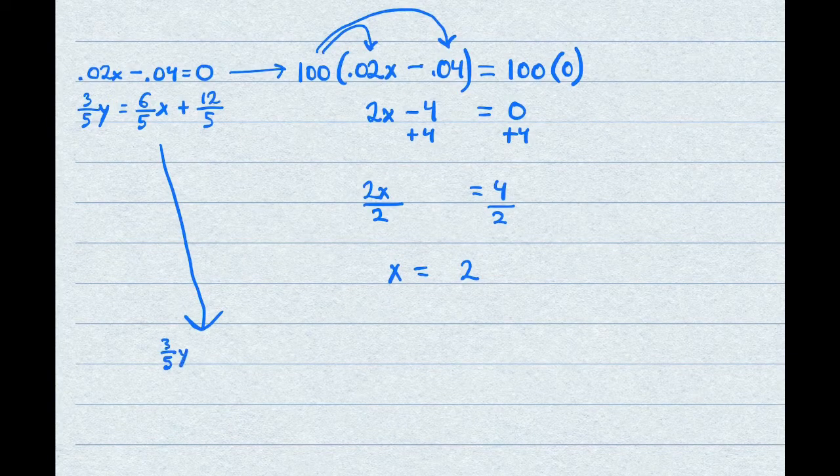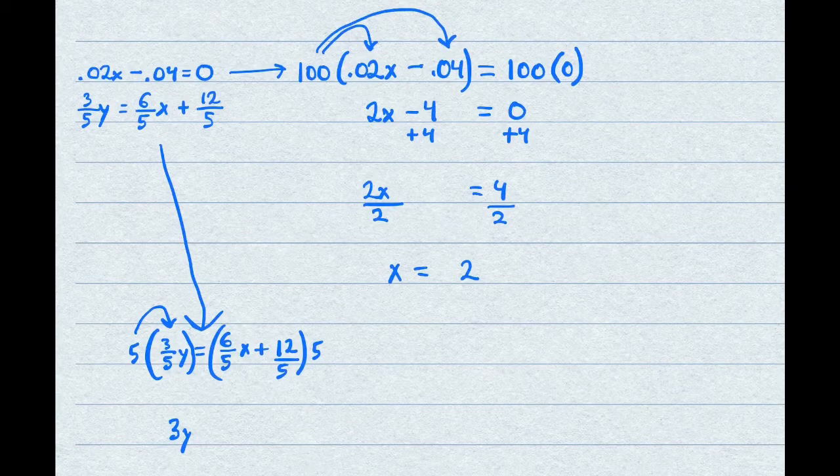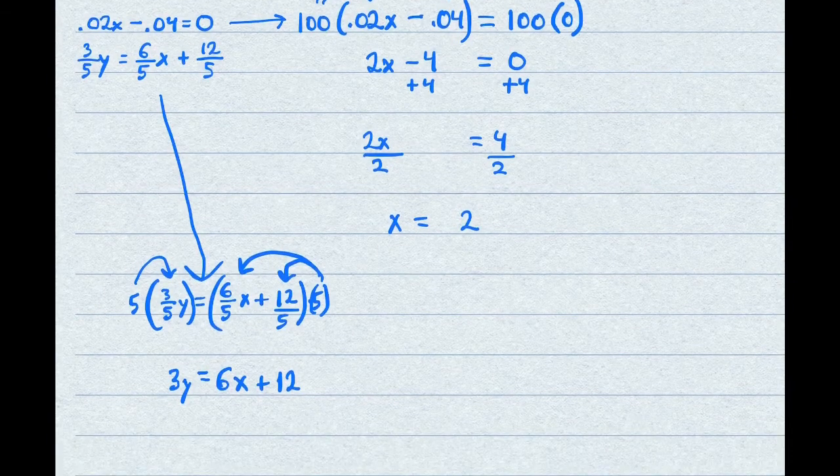Everything's being divided by 5. As soon as you notice this, you have a way to start. This means you can cancel the 5s by multiplying everything by 5. 5 times 3/5 y is going to be 3y, because the 5s cancel each other out. When you multiply the 5 into the 6/5, the 5s cancel each other out, so just bring down the 6x. When you multiply 5 into 12/5, the 5s cancel each other out again, so just bring down the plus 12.